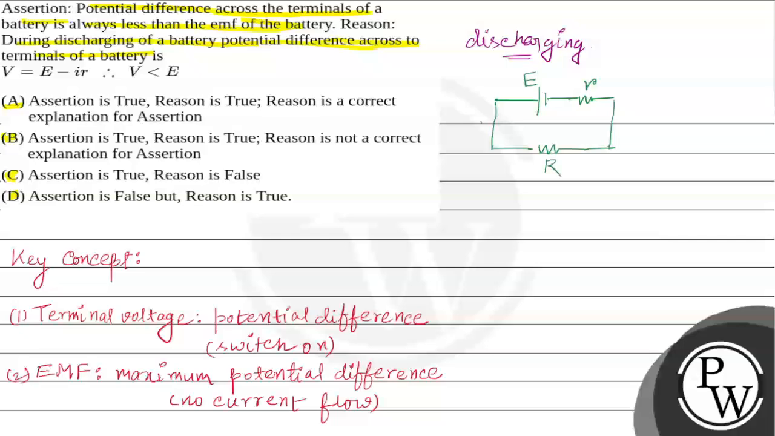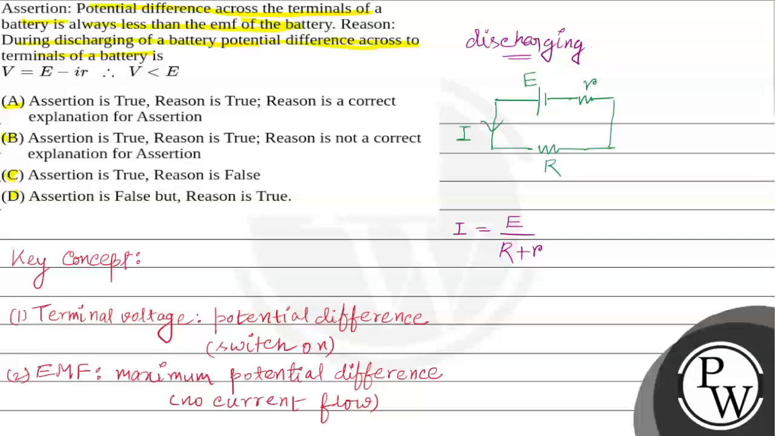And the current is flowing in this direction. So in this case we can write that I equals to capital E by capital R plus small r, because we can see that the internal resistance and the load resistance, both of them are in series. For the series case, the equivalent resistance is the addition of the resistances.